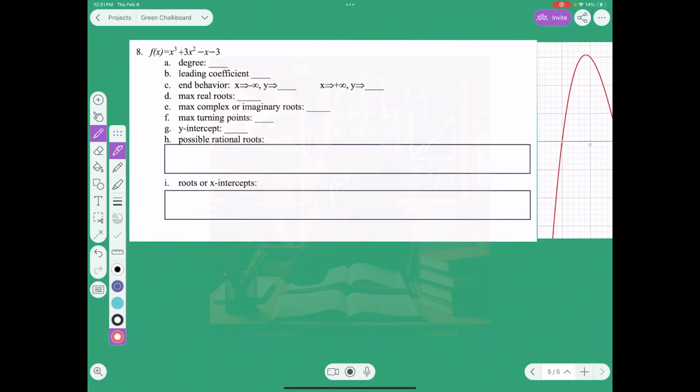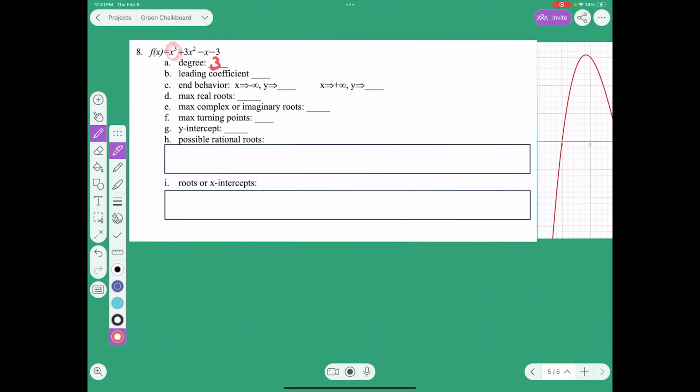We are still working with polynomials, and this is going to be review problem number 8. In this case, my polynomial is x cubed plus 3x squared minus x minus 3. And the first thing we want to ask is, what is the degree? For most of these, I'm just going to look at my leading coefficient in my dominant term, which is my x cubed term. So here my degree is going to be 3.